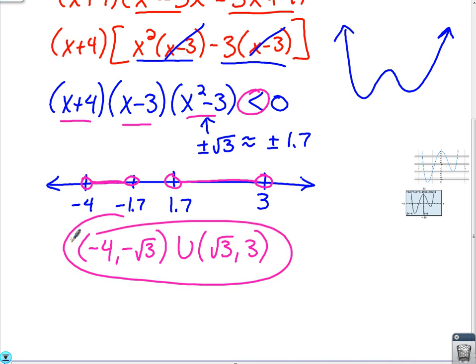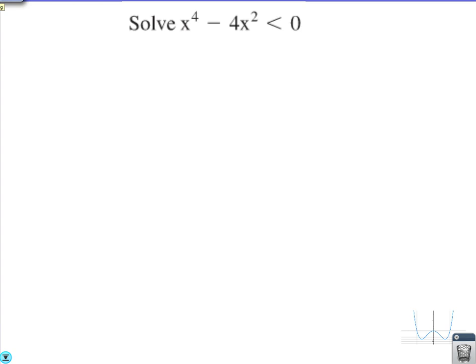Any questions? X to the 4th minus 4x squared. The first thing that I notice here, even function. Even function. And think about what that does to your roots too. If 3 is a root, -3 is a root. It's even, it's symmetrical. If 10 is a root, -10 is a root. If the square root of 3 is a root, the negative square root of 3 is a root.